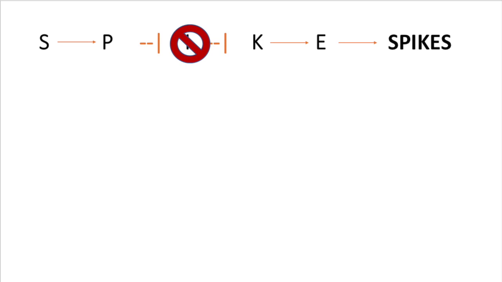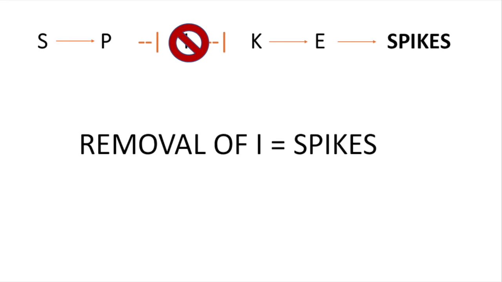Now we will explain what would happen if the I was removed. If the I is removed, then P cannot block it, and K is also not being blocked, so then K can promote E, leading to the formation of spikes. The next mutation we will illustrate for Danny will be a little more complicated than the last two.